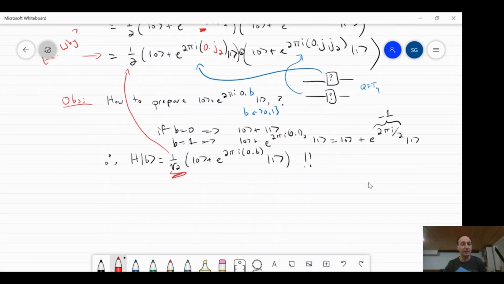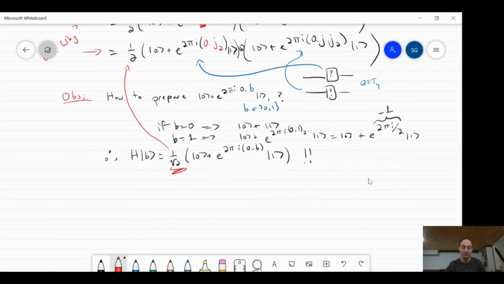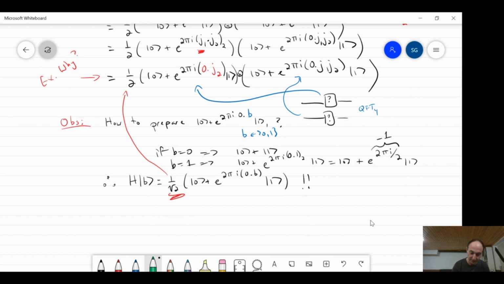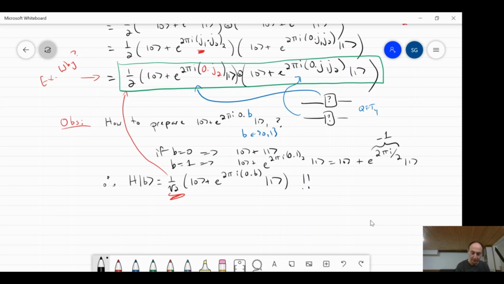What do we know? Right now we know that Hadamards seem to do something for us. Let me put a box around this, because this is kind of our target. This is what we want to prepare. So here's a naive attempt.